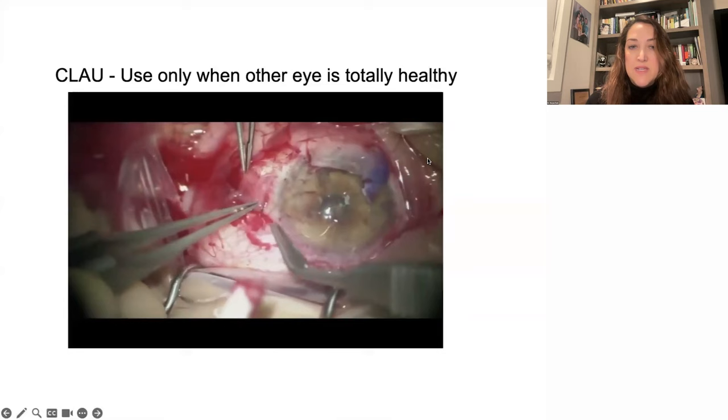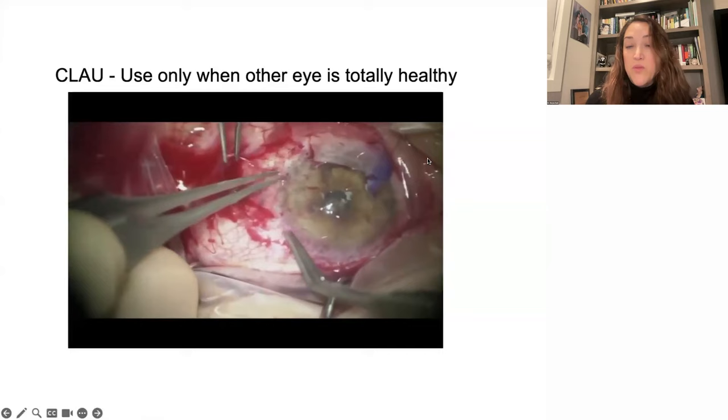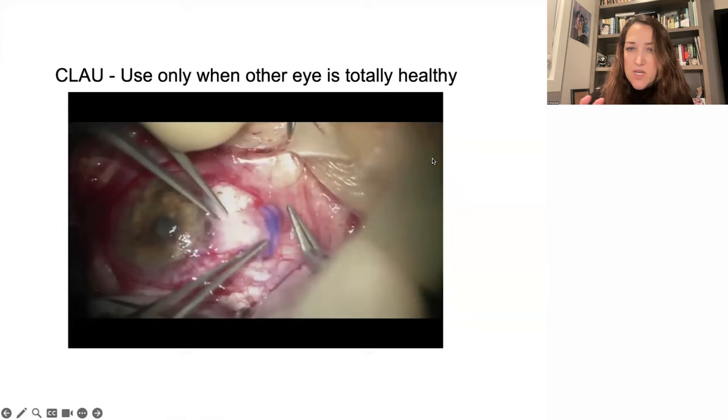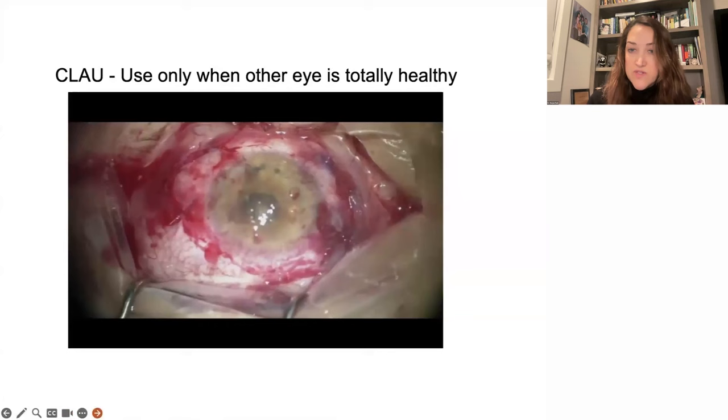We actually cut it in half. We took a piece, cut it in half, and used it for both the temporal and the nasal side. And you can see here the two segments taken on both sides. We were able to use a little bit of amniotic membrane as well to fill in some of the gaps, but he did very, very well. No need for systemic immunosuppression as we used his own tissue.